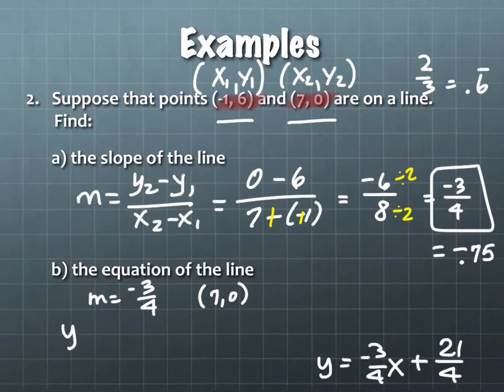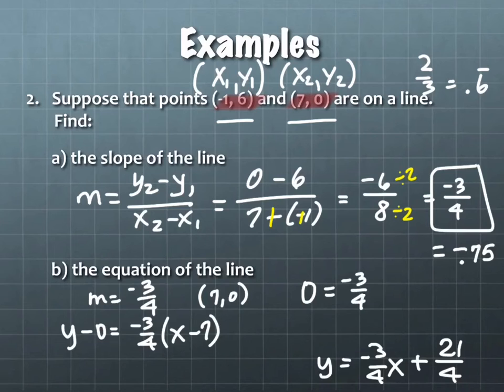So we would have had y, if we do sort of the second method that I did, we would have had y minus 0 equals m, which is -3/4 times x minus 7. If you did it with y = mx + b, you would have the y value, which is 0, equals m, which is -3/4 times the x value, which is 7, plus b. So in either one of those cases, you can either solve for b and write your equation to have the 21 over 4 in it, or you can simplify the equation from the first one, and you will end up with 21 over 4.